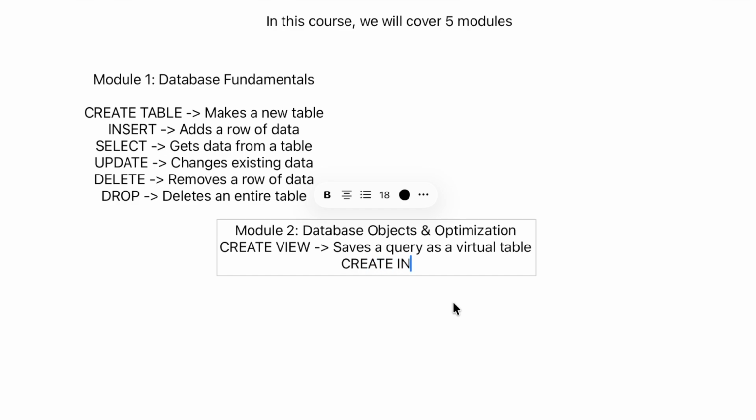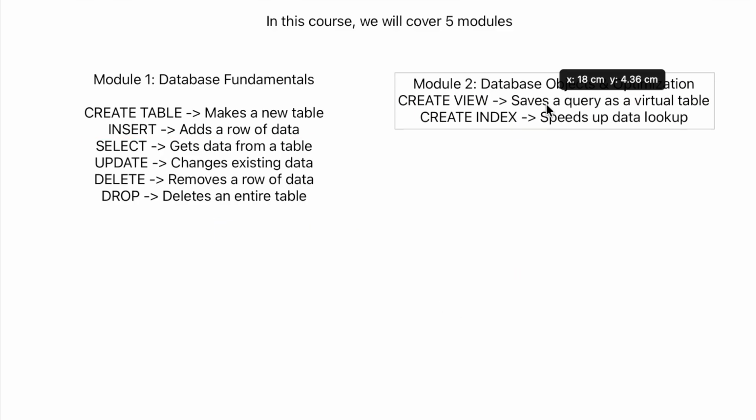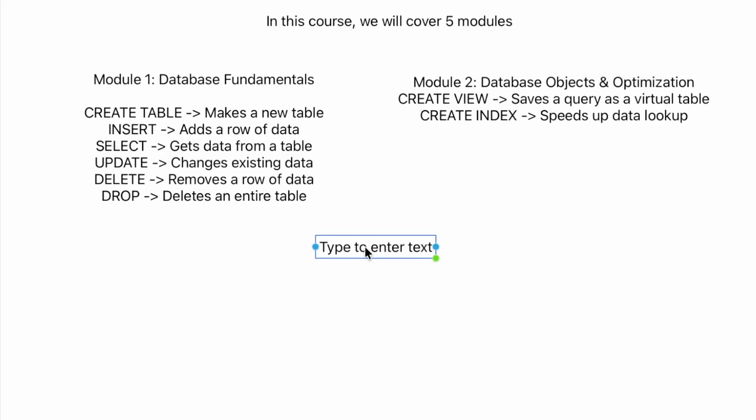Create index. This is like the index at the back of a textbook. Without it, the database has to read every single page, row, to find an answer. With an index, it jumps straight to the right page instantly.